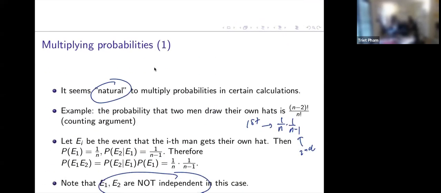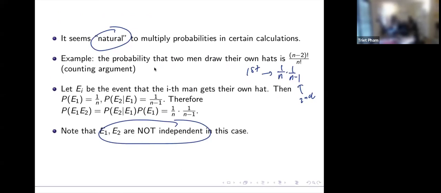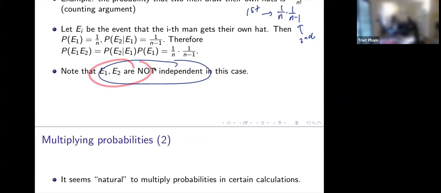Because, for example, in the hat problem, 1 over n times 1 over n minus 1 is the right probability for both men getting the right hat. But 1 over n minus 1 is not the probability the second man gets his right hat; that would also be 1 over n. Rather, it's the probability the second man gets his right hat conditioned on the fact that the first man already got his right hat. So here, they're not independent.